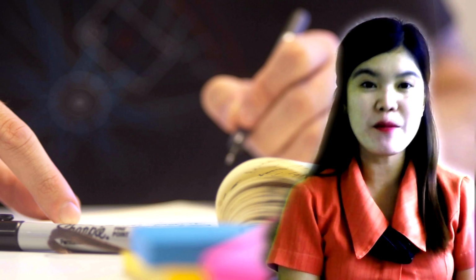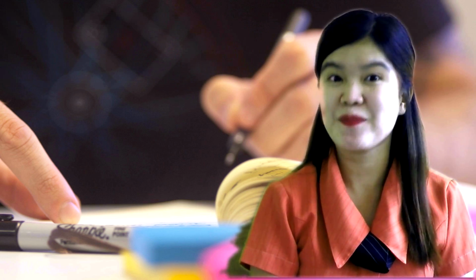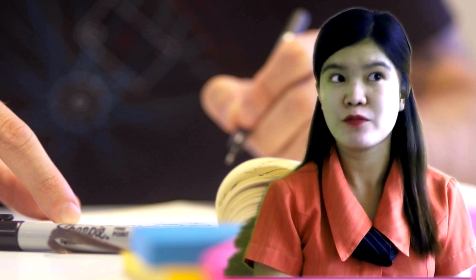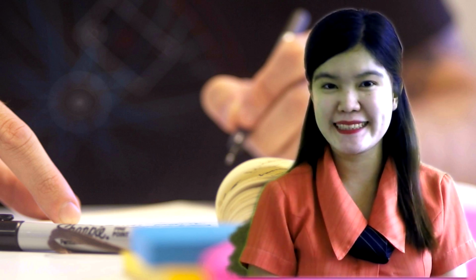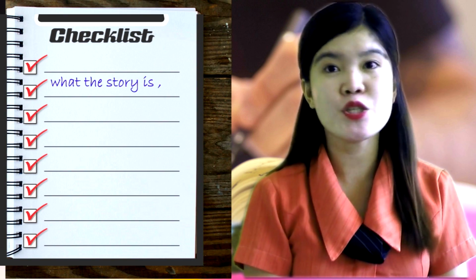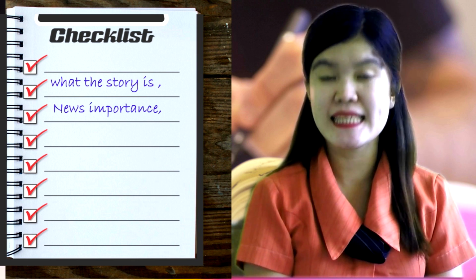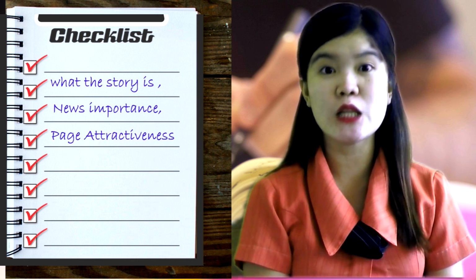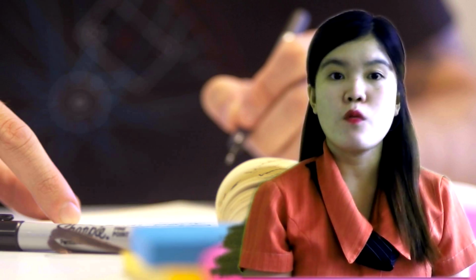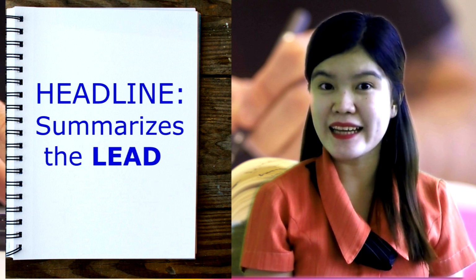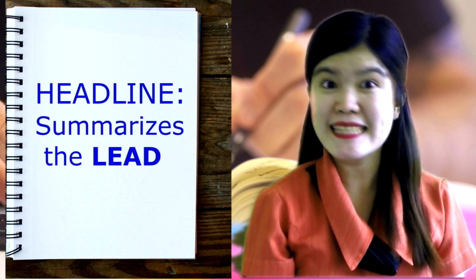This time, let's talk about writing headlines. The headline in printed type is much bigger and bolder than the body itself. Among the important functions of the headlines are the following. First, to tell the story what it's all about, to grade the news as to importance, and to make the page look attractive. While the lead summarizes the story, the headline, on the other hand, summarizes the news.